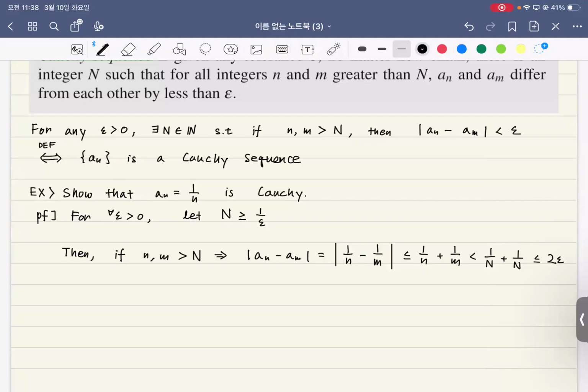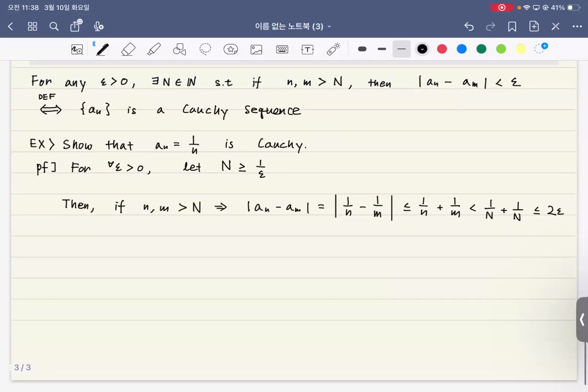Okay, all right. So now I want to show that every converging sequence must be a Cauchy sequence. If a sequence is convergent, then it is a Cauchy sequence.